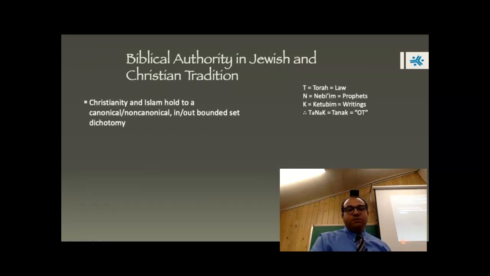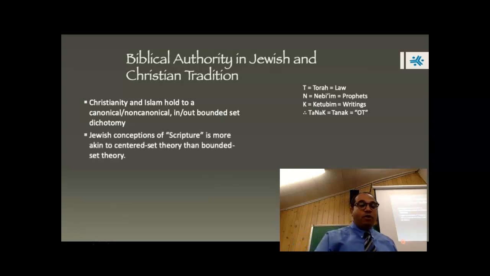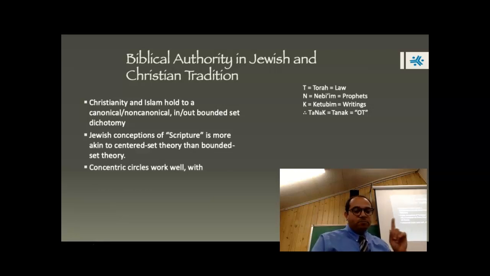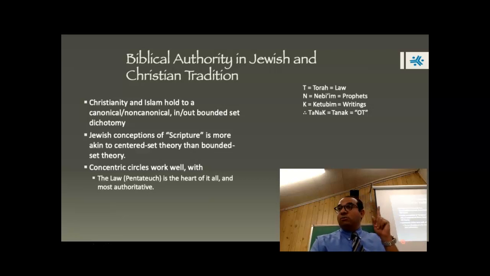So when you think about canon, in the Islamic tradition and the Christian tradition, we think of a more canonical, non-canonical, bounded kind of canon dichotomy. That's different than the Hebrew way of thinking, or the Jewish way of thinking. In Jewish conceptions, scripture is more akin to centered set theory than bounded set theory, and I'll explain that in a bit. Its concentric circles work well with the law, the Torah.